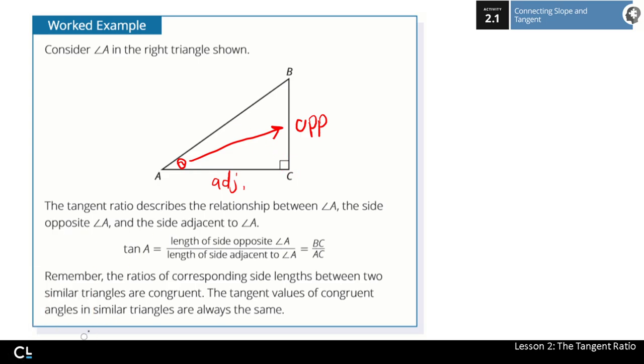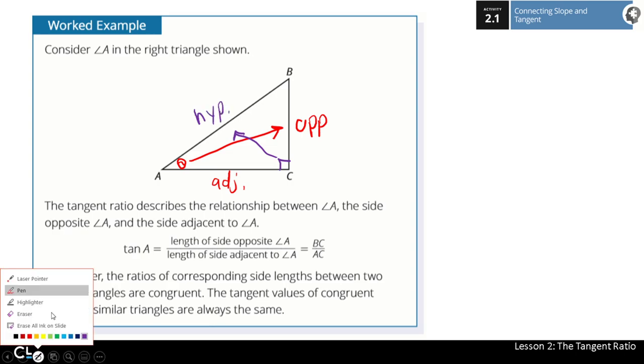my right angle. Let me do this in purple. Here's my right angle, right? It draws an arrow. This is going to be my hypotenuse, right?